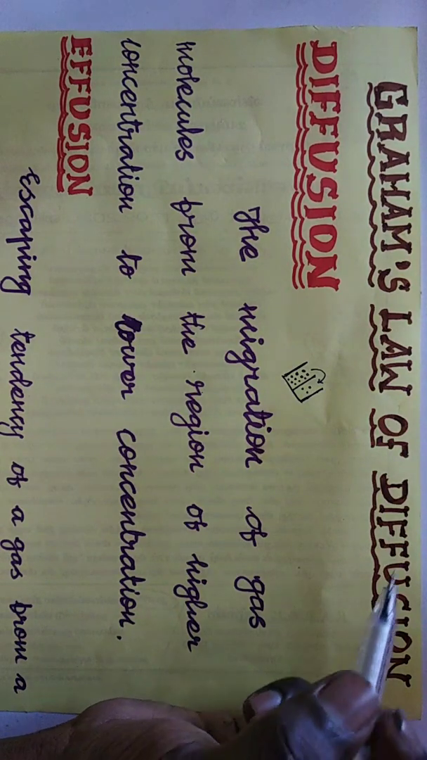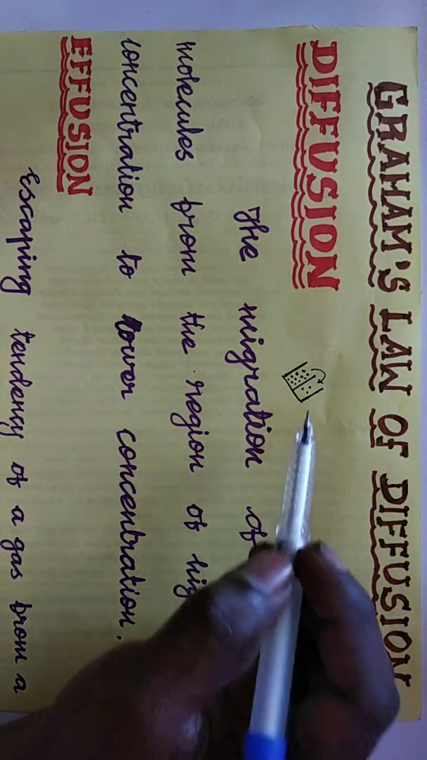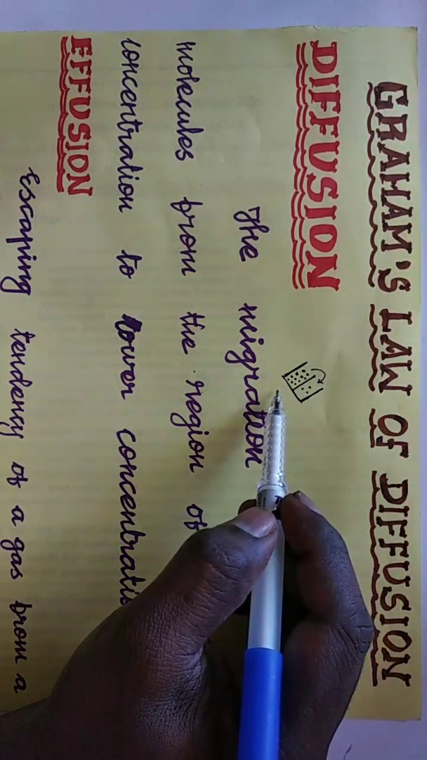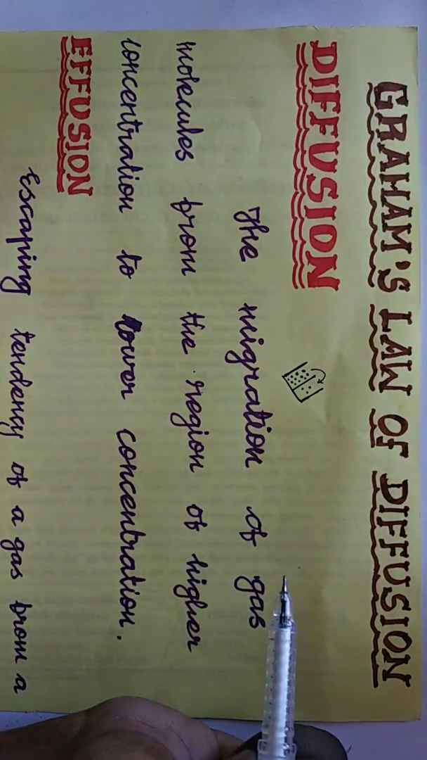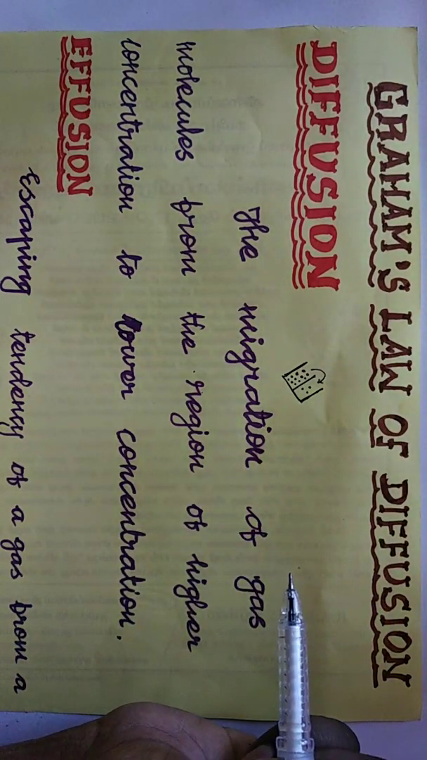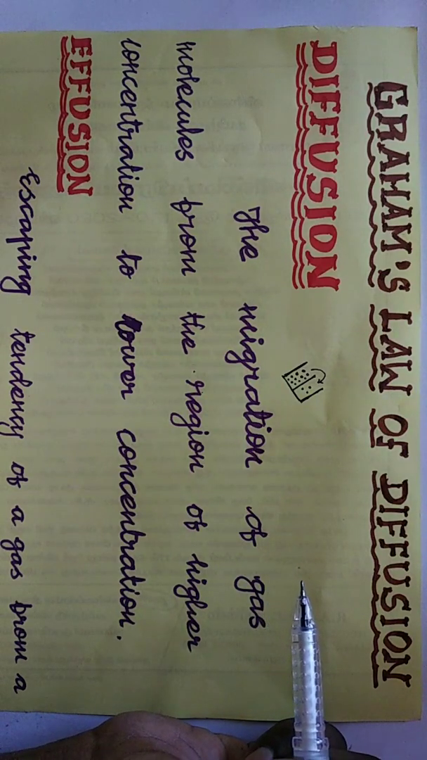So what is diffusion? Diffusion is the process in which gas molecules migrate from the region of higher concentration to the region of lower concentration. This process is called diffusion. Is there any doubt in diffusion? I think you may not have any doubts in the process of diffusion.